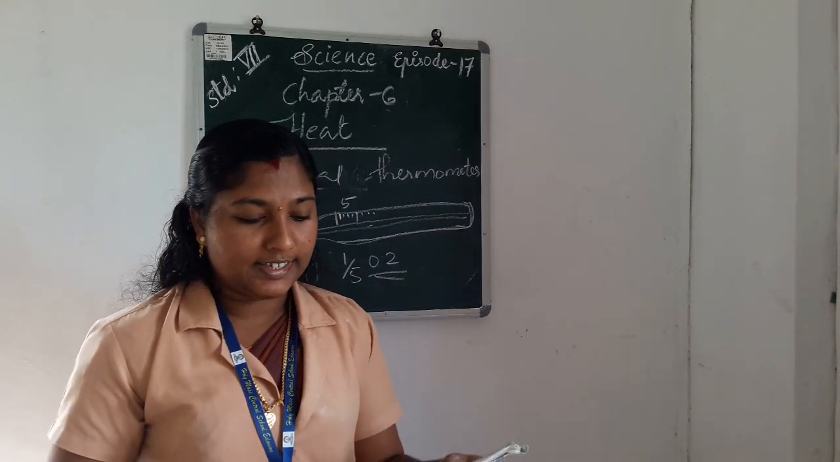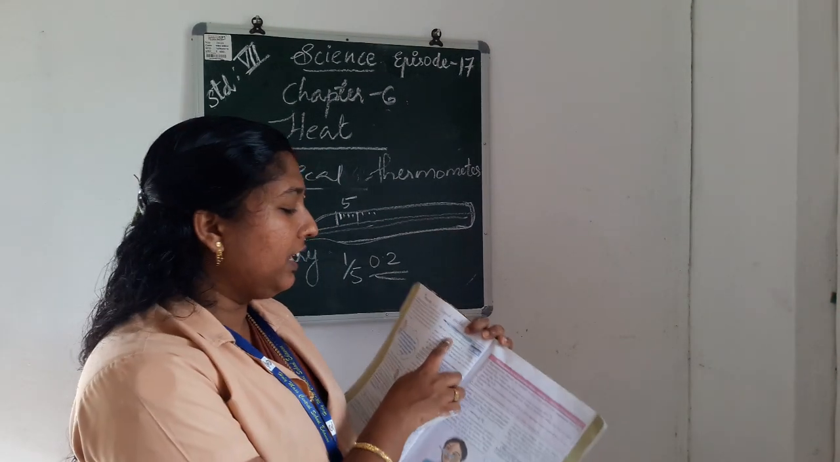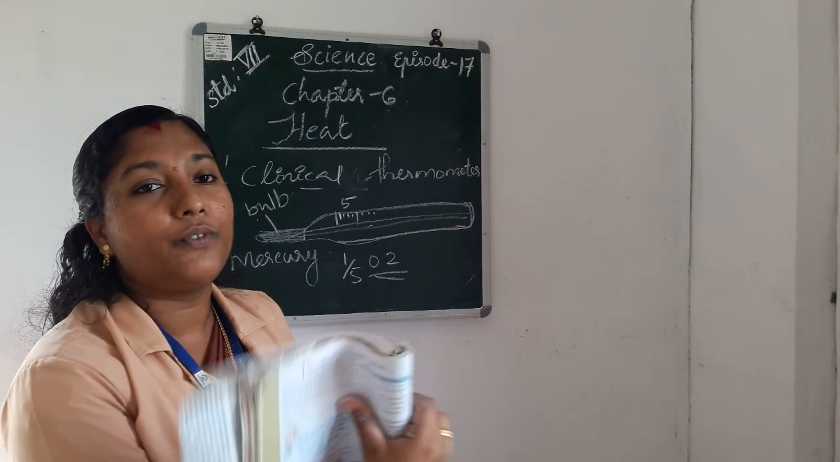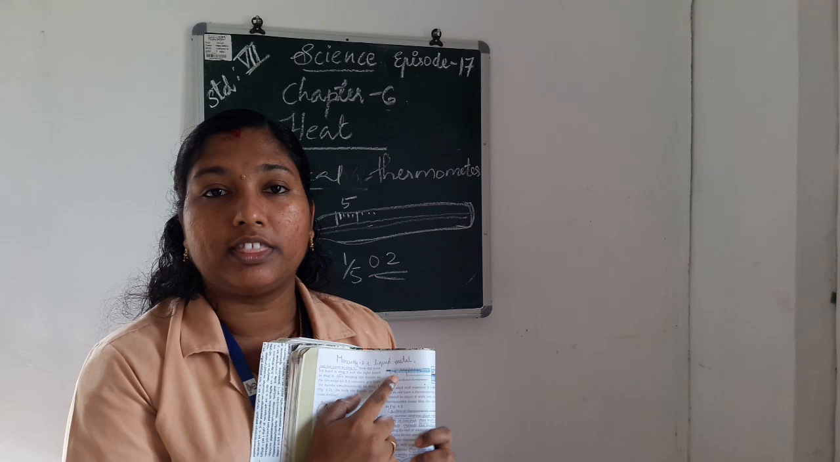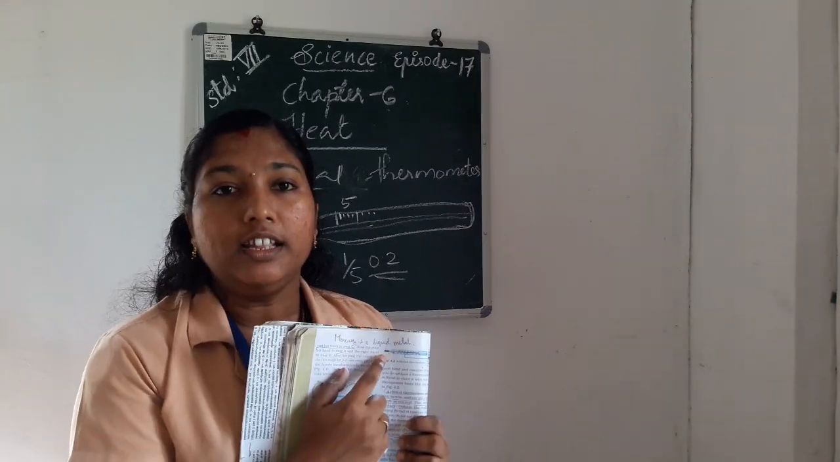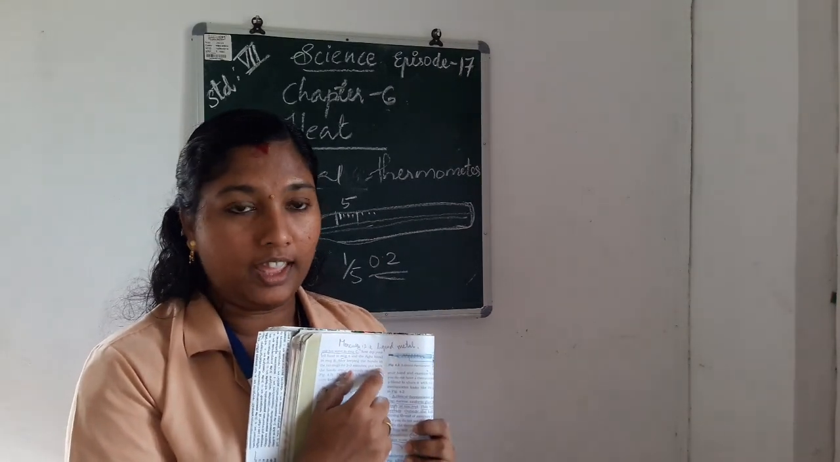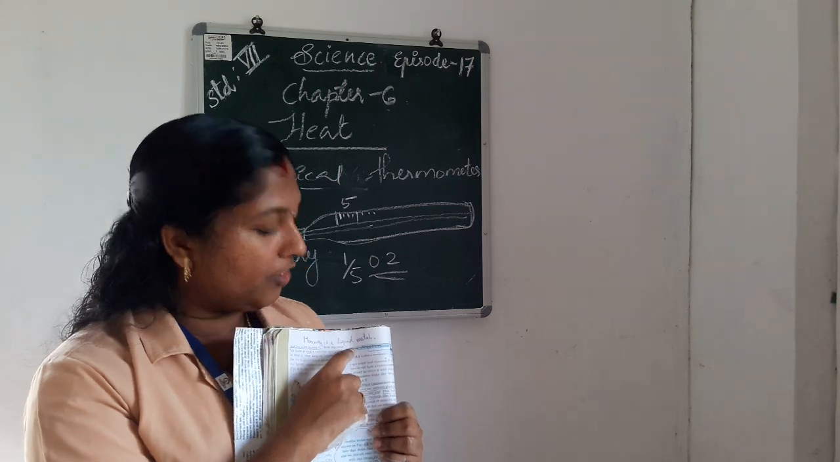Then all of you listen. Here is a clinical thermometer. A clinical thermometer consists of a long narrow glass tube with a bulb at one side. The bulb contains mercury. Then the mercury rises up in the narrow tube.